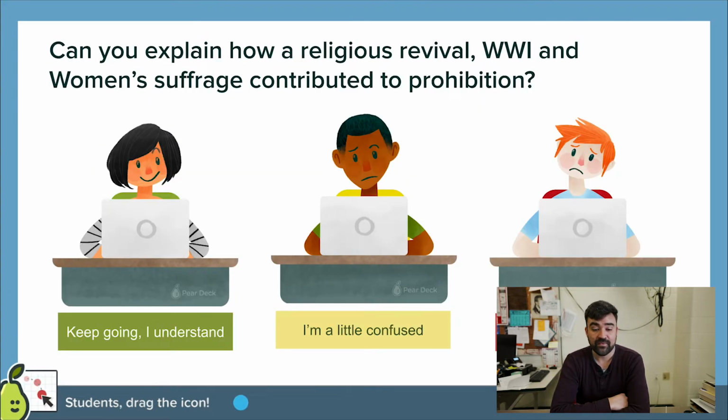Can you explain how a religious revival, World War I, and women's suffrage contributed to prohibition? For this, you can choose whichever, and if you need help, click it. I'll come back when I'm here and I can help you out.